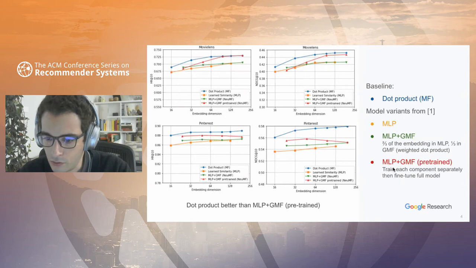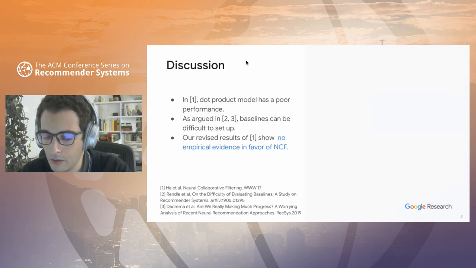And the final variant is to use the same model, but to pre-train the individual components and then fine-tune the combined model. And this again improves on the model that's trained from scratch, but is still outperformed by the simple dot product model, except in one data instance, which is here. Here, I should mention that dot product was used as a baseline method in the original NCF paper, but it was found to have poor performance. However, what we show is that carefully tuning the baseline actually outperforms all of these NCF variants.